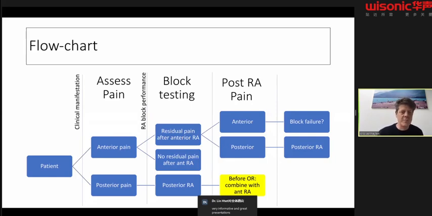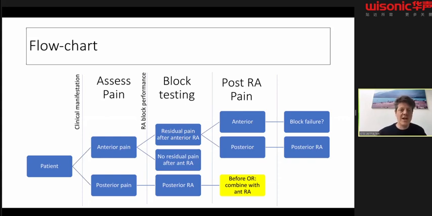So if a patient comes in with a fracture, so this is only for the fracture patient, I ask where the pain is mainly going. If the patient is operated on the same day, I will do an anterior technique. I will wait half an hour, an hour. I ask if he still has some posterior pain as well. If that is the case, I give him a posterior block.